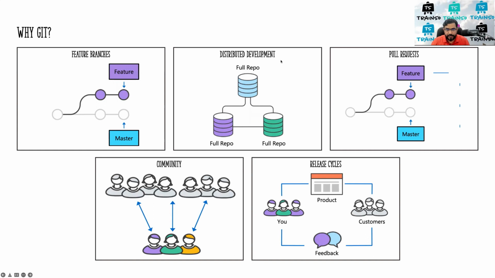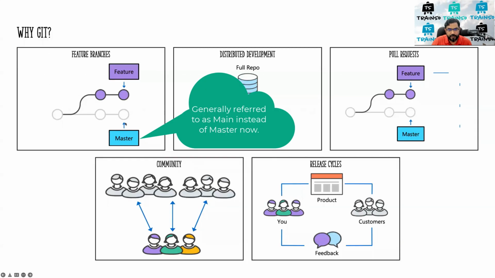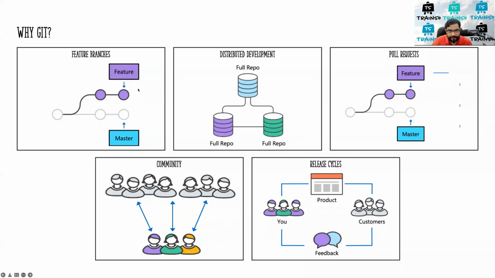So, a few reasons why it is good to use Git. You can create feature branches easily. I mentioned the main line. Here the master is the main line. These days, instead of master, people call it main. And then you have feature lines. For every feature, you can create a different line and then later merge that line into the main.